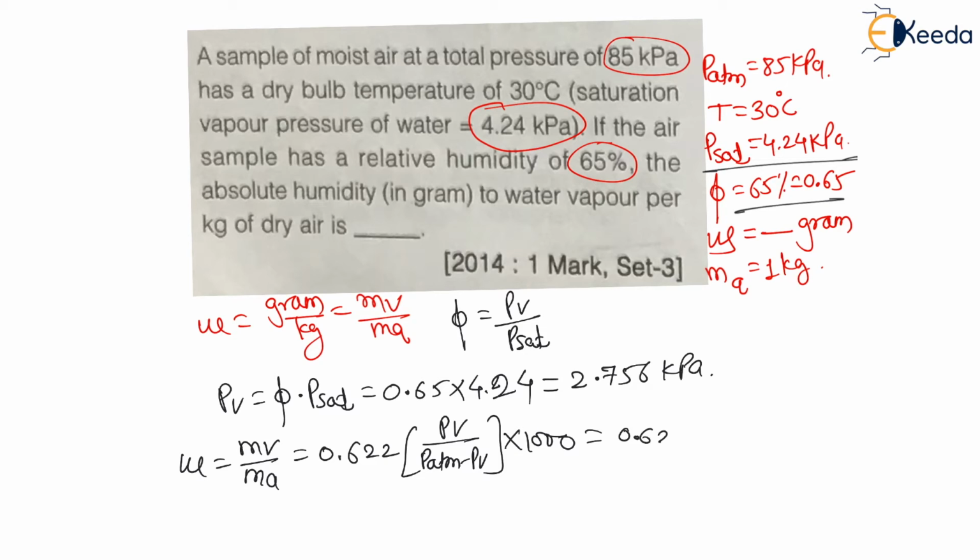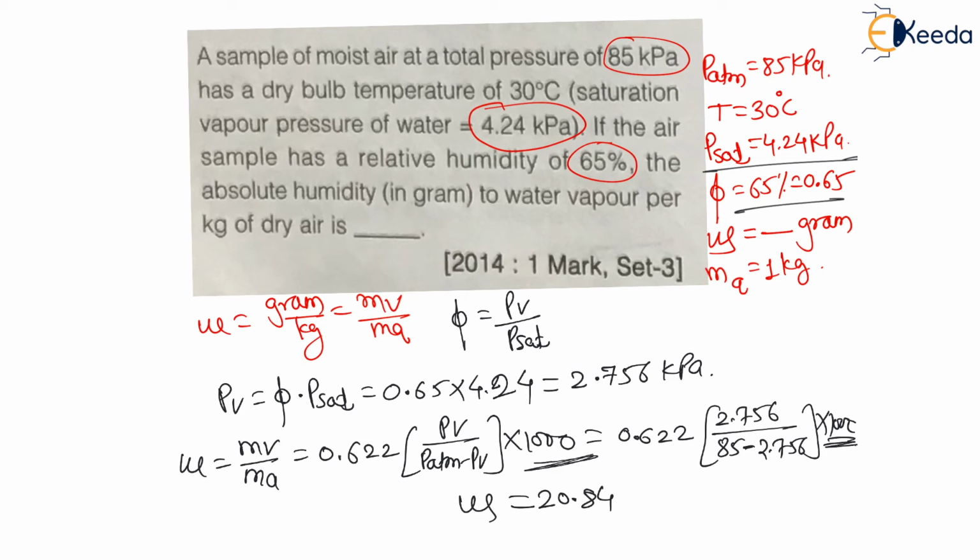Therefore 0.622 pressure of vapor is 2.756 divided by total atmospheric pressure is 85 minus 2.756 into 1000, multiply with 1000, so that you will get answer in gram per kg. So if I simplify this, I will get answer is equal to 20.84, and the answer is in gram per kg only.